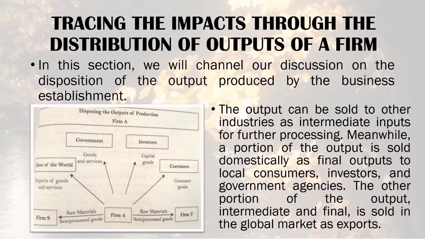Let's move to tracing the impacts through the distribution of outputs of a firm. In this section, we will channel our discussion on the disposition of the output produced by the business establishment. The output can be sold to other industries as intermediate inputs for further processing. Meanwhile, a portion of the output is sold domestically as final outputs to the local customers, investors, and government agencies. Intermediate and final outputs are also sold in the global market as exports.